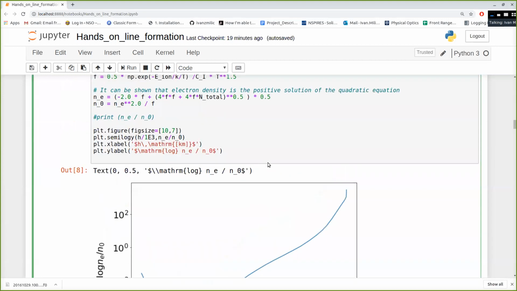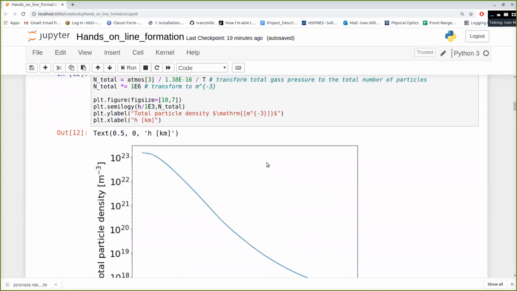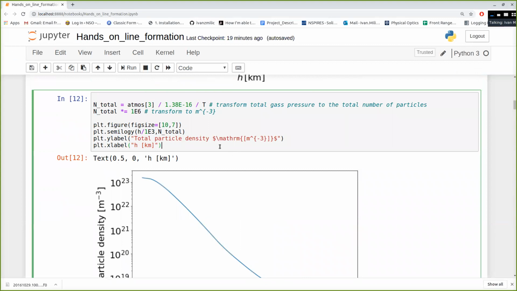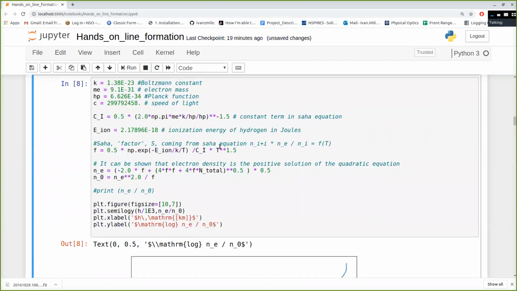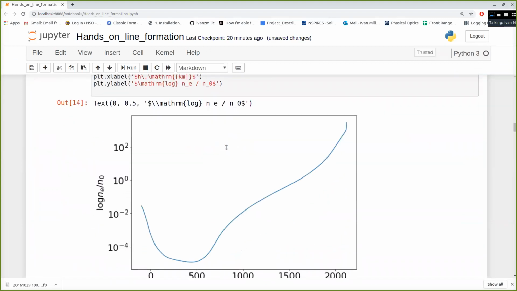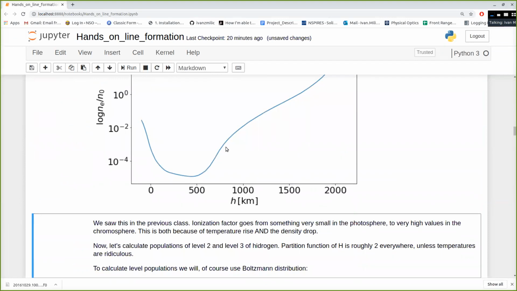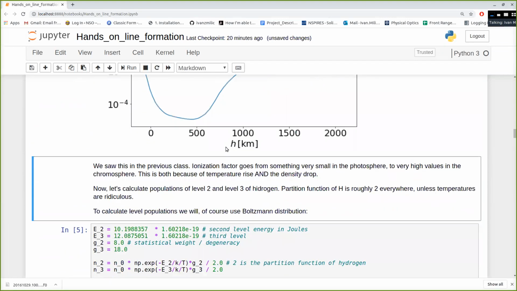Okay, so I guess I forgot to execute some of these things. So let's execute this, let's execute this, let's execute this. We got the same plot, that's great. And now we have the amount of neutral hydrogen, which is something that we need, right?